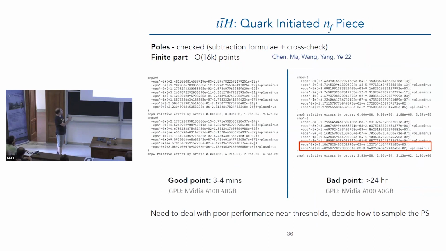Well, the poles are fine. They're matching the subtraction formula. And we also have a cross-check thanks to the work of these people here who calculated these poles. For the finite part, we have around 16,000 phase space points or so.